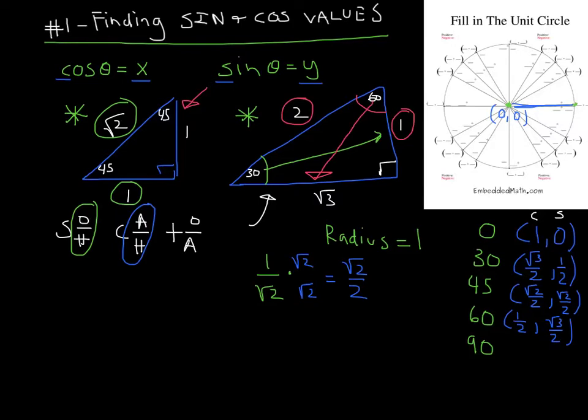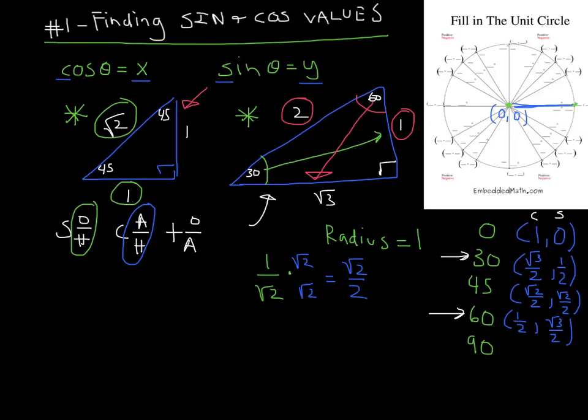Hey, did you notice something? That the sine and cosine values of 30 are switched from the sine and cosine values of 60. Because it's the same triangle, so using the same sides is going to be swapped.